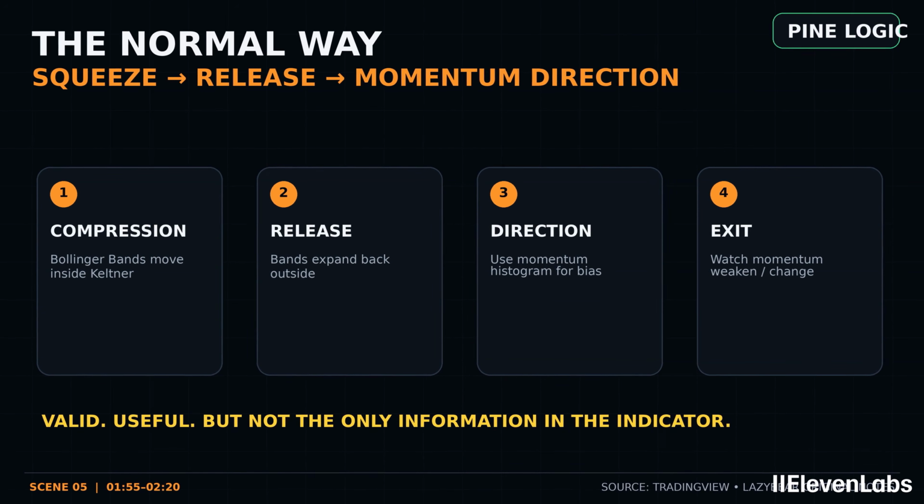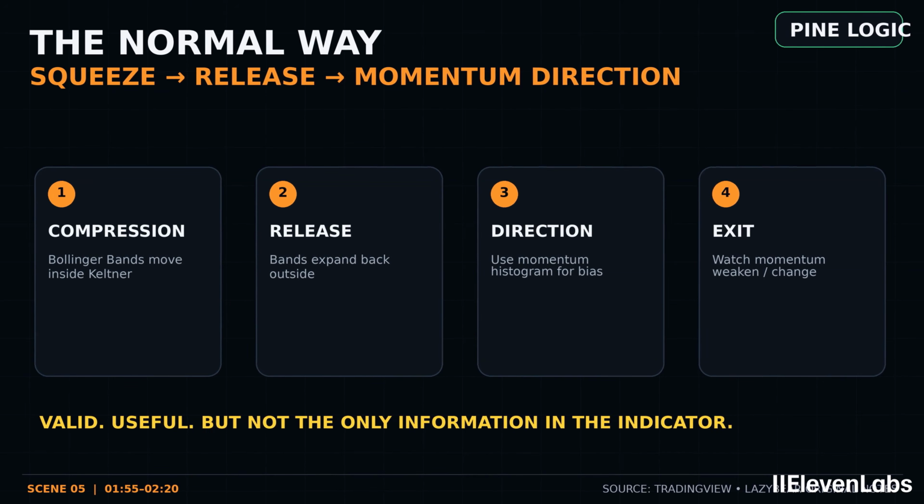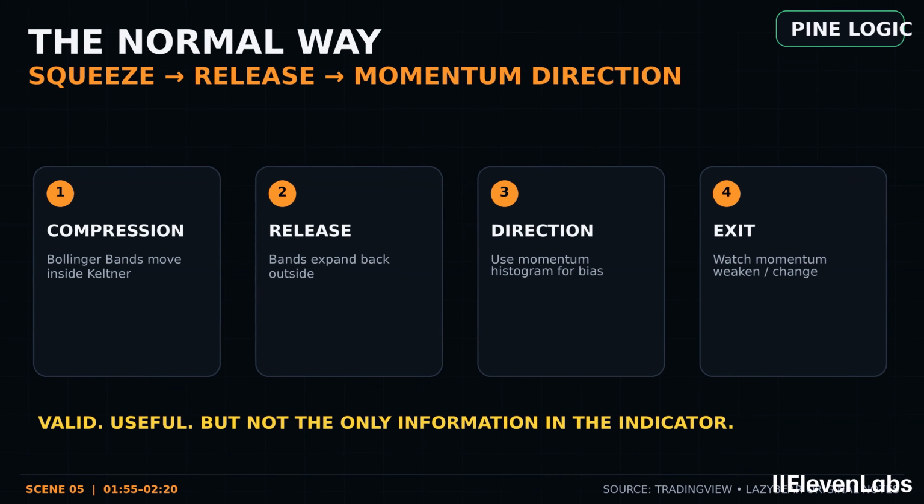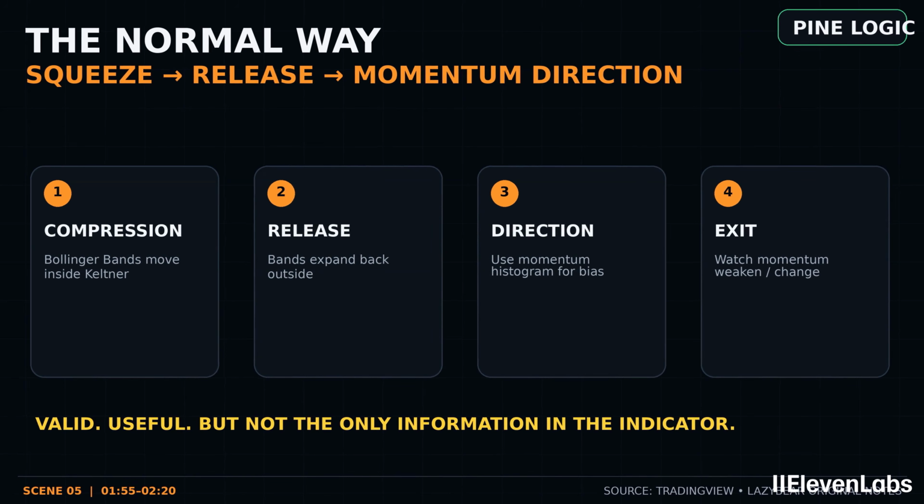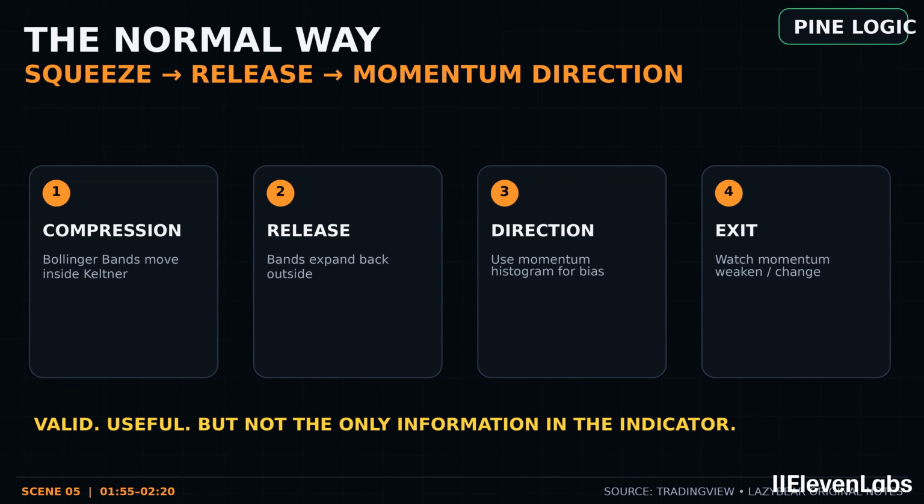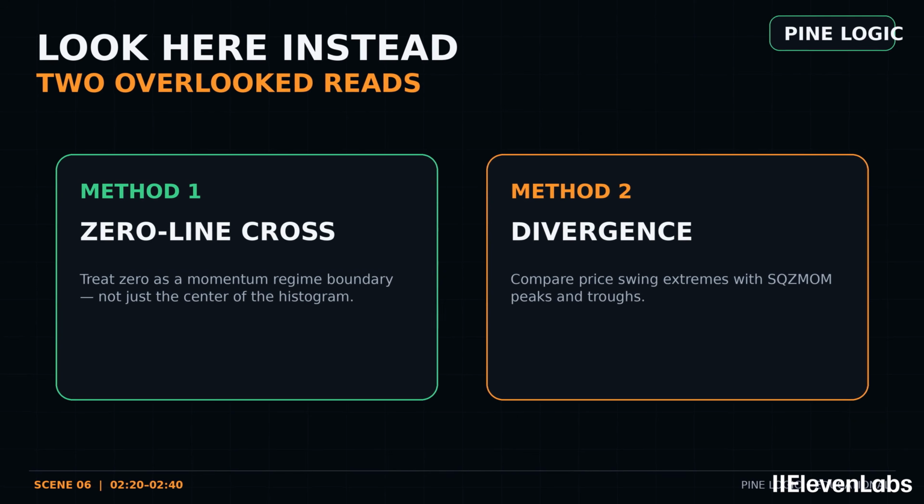Forget the squeeze dots for a moment. Look directly at the zero line, then look at the shape of the histogram itself. Those two things give us two completely different methods, a momentum regime switch and price versus momentum divergence. Method 1 is almost embarrassingly simple. Keep the Keltner length at 30.